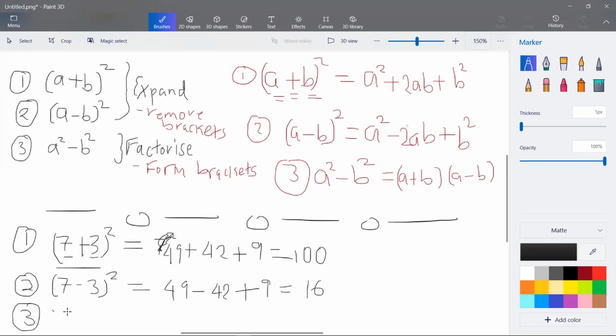Let's look at number 3. Someone asks you to factorize 7 squared minus 3 squared. That's a difference of 2 squares, okay? So you'll simply need 2 brackets. And in one bracket, you place 7 plus 3. In the other bracket, you place 7 minus 3. So it's that easy. Just check out for the next video.